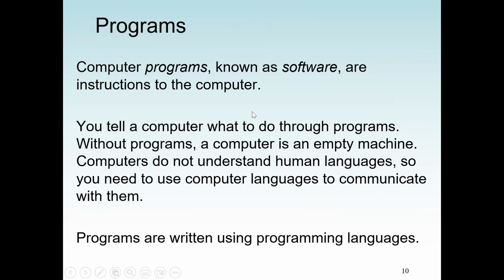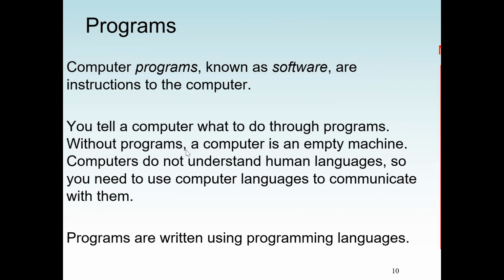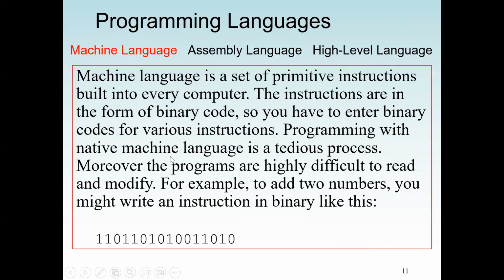So again, a program is an instruction that the computer will follow. So you tell the computer what to do through programs. Without programs, a computer is an empty machine. Computers do not understand human languages, so you need to use computer languages to communicate with them. Programs are written using programming languages such as, again, Python, which we are going to learn, and also Java, C++, etc.